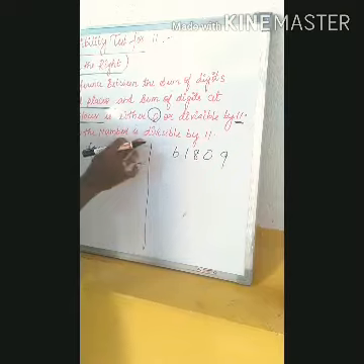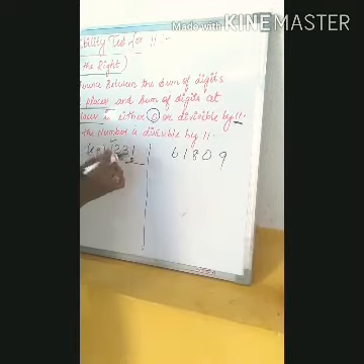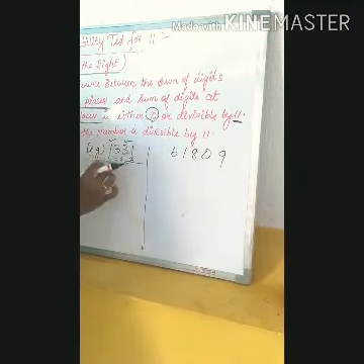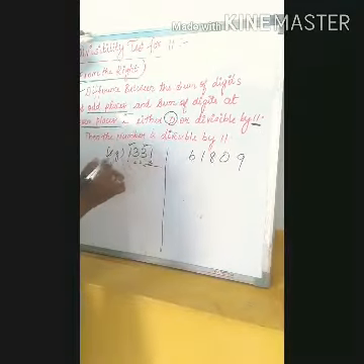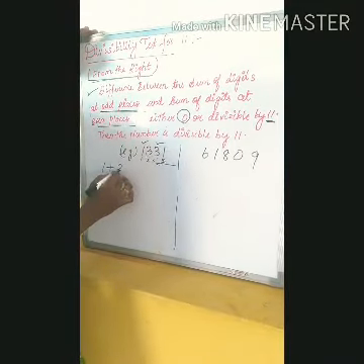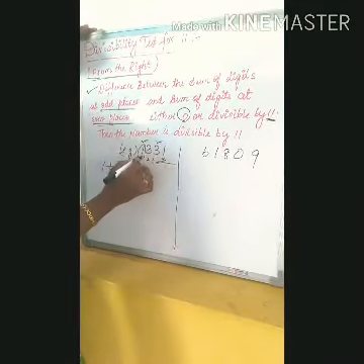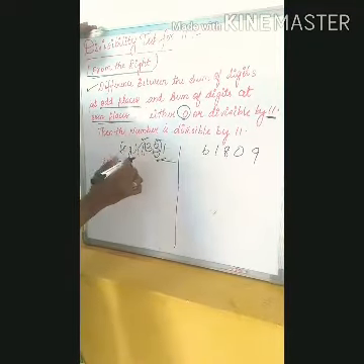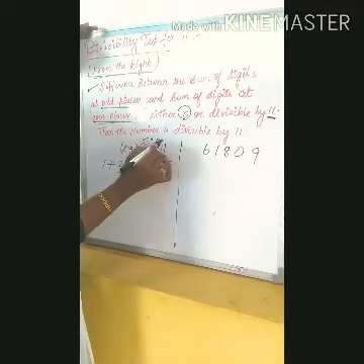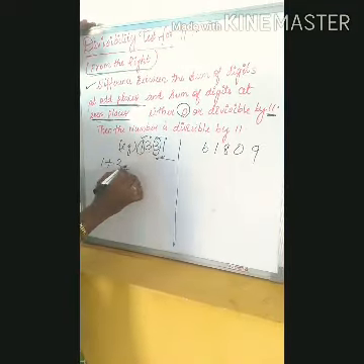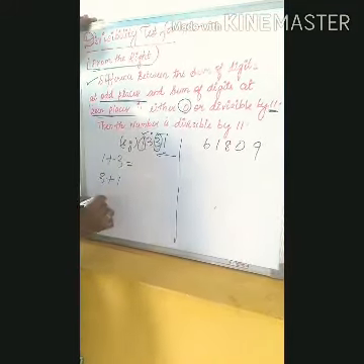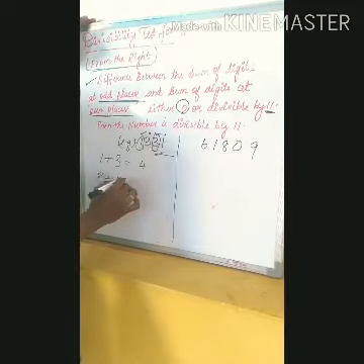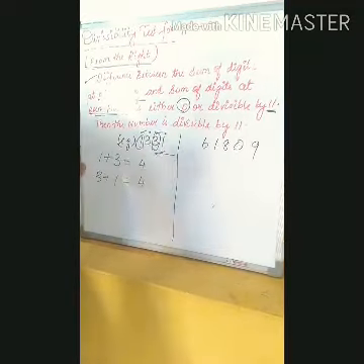So we will take the odd places first. Odd places are 1 and 3. So the sum of digits at odd places is 1 plus 3. Next, the sum of digits at even places. Even places are 3 and 1. So 1 plus 3 is 4 and 3 plus 1 is 4.